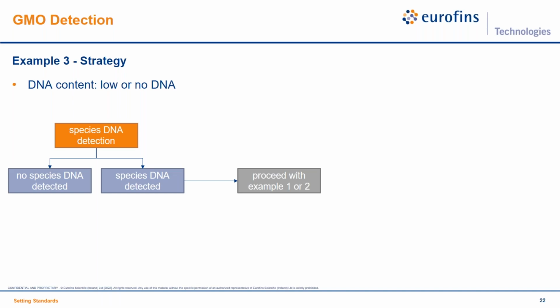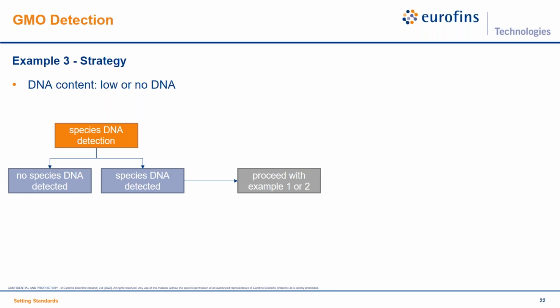So the next example is different. We don't care about the GMO content because we have samples that have a low or no DNA content. So for example, soybean or cotton, soybean oil, lecithin, or cotton fibers. For this, it is very important to have an efficient DNA extraction method, because if your DNA extraction method does not extract as much DNA as possible, you will have negative results. And I will tell you what this means.